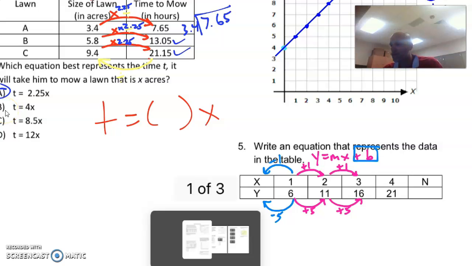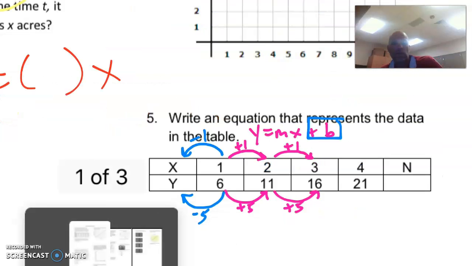All right, let's look at number 5. I've already gotten started a little bit. We have to write an equation that represents the data in the table. Okay, that equation being y equals mx plus b, which is slope-intercept form.